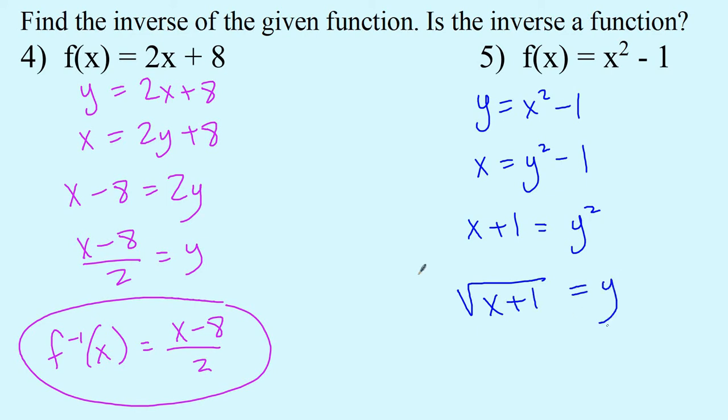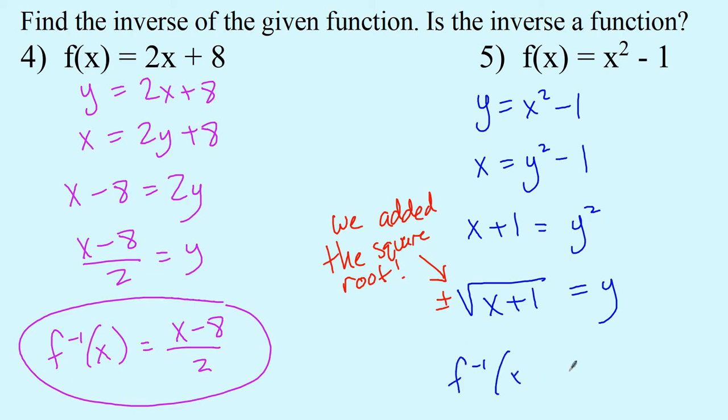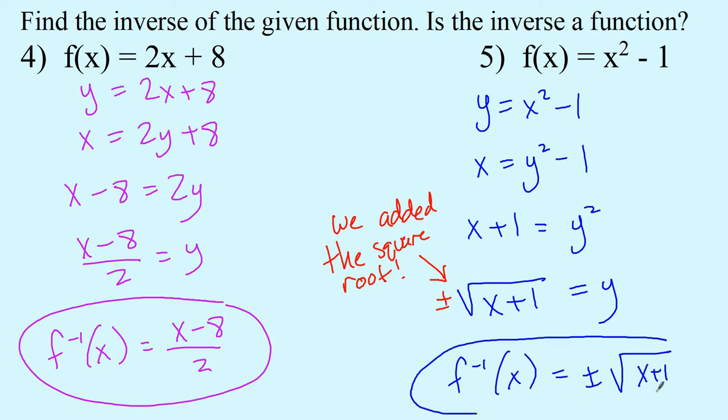But hold up, red flag here, we added the square root. So when we add the square root, we need to add plus or minus. So the final inverse function is plus or minus the square root of x plus 1. All right, so now we found the inverse functions.